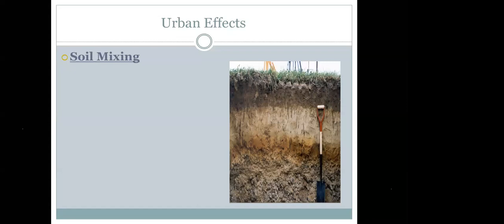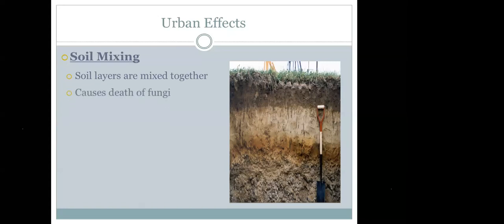Thanks, Nora. One of the other urban effects that we see for soil is mixing. So this is what a natural soil looks like. It consists of these layered, discrete horizons. But during the development process, what happens? The land is graded out and all these soil layers tend to be mixed together. Is that a problem?